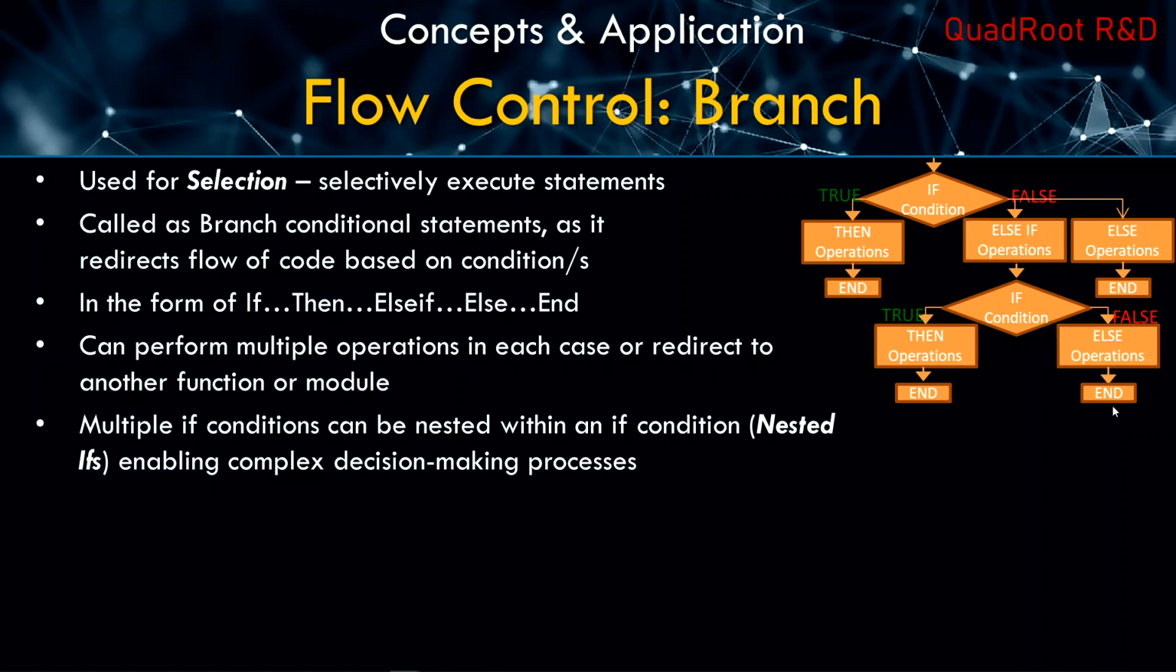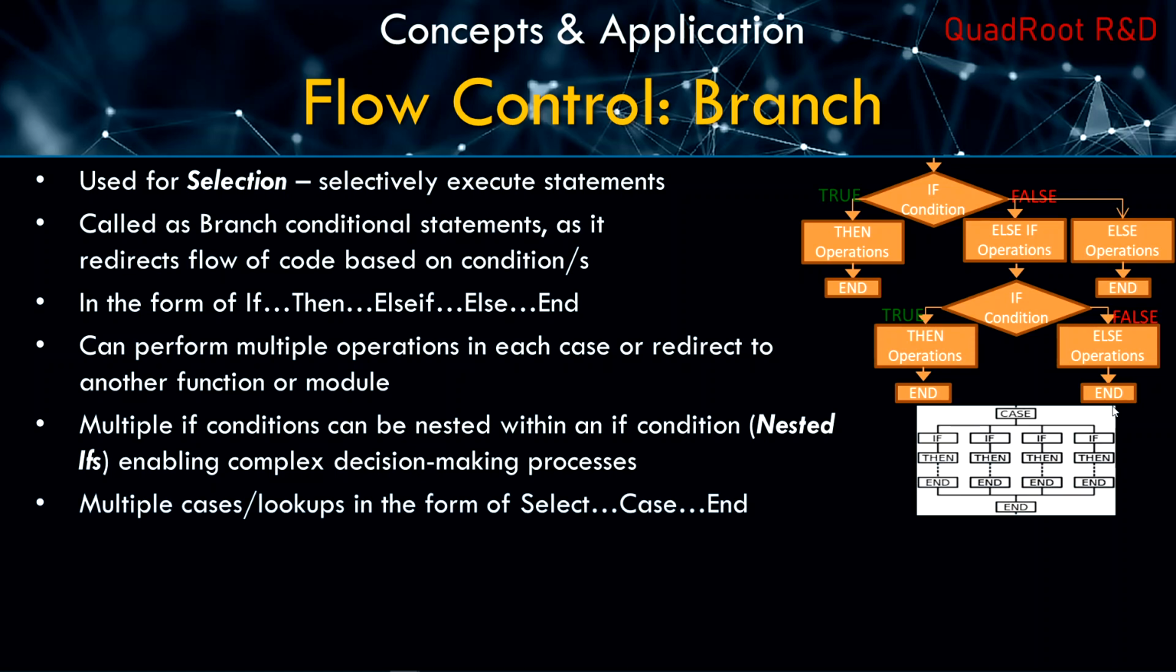A lot of pseudo-intelligent codes are essentially using a lot of conditional branch statements and nested ifs. Now, if you have a straightforward lookup, then you can make your code more efficient by using the case select statement. So if there are multiple cases or lookups in the form of select case end, for example, if there's one option for every case, that's like reading a table.